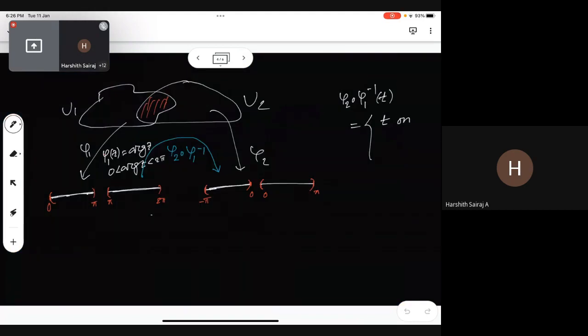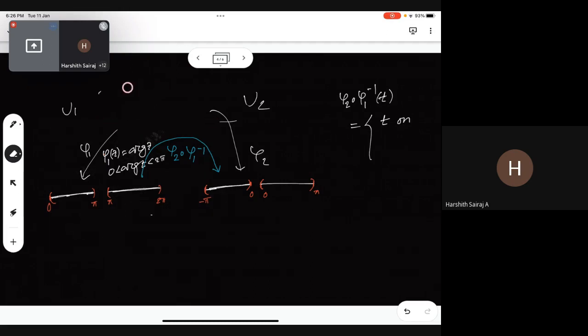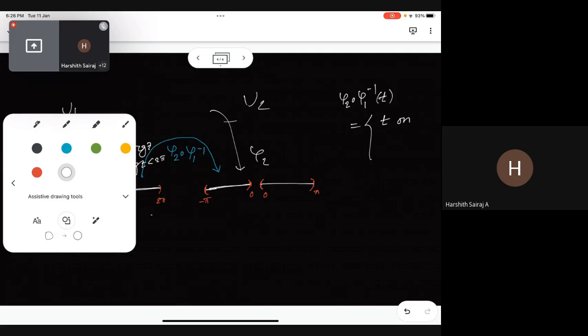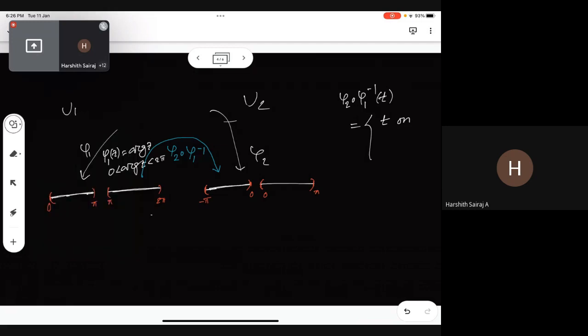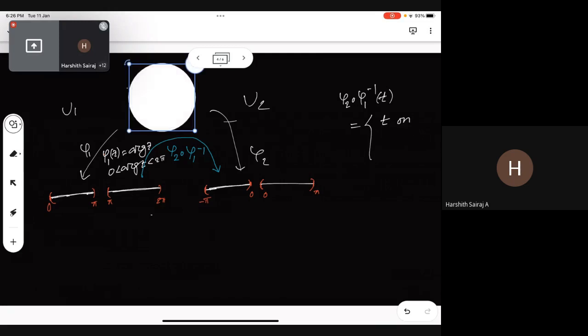So maybe I should have drawn the circle instead of this. Let me draw the circle. What happened? It becomes the disk. This I don't want.